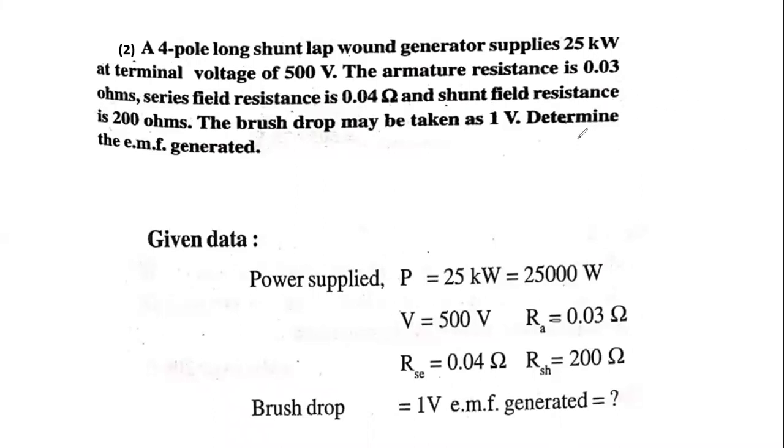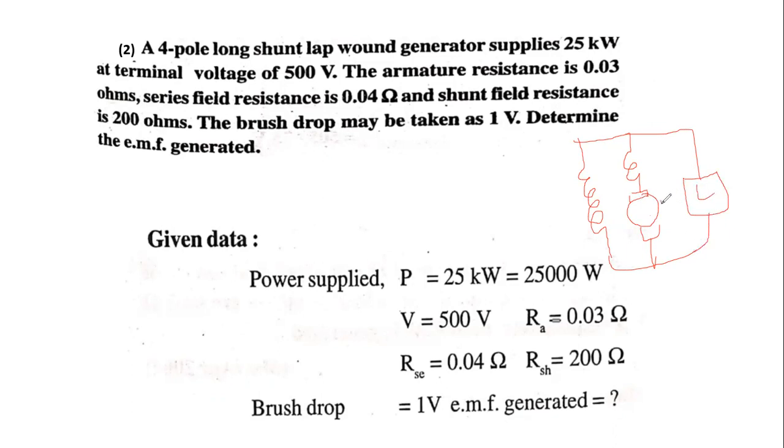What is meant by a long shunt compound generator? The shunt field winding is connected in parallel to the combination of the series connection of the series field winding and the armature. That type of DC generator is called the long shunt compound generator.